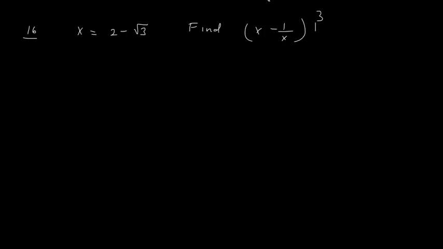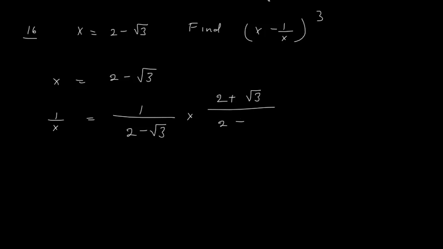Right. So what I will do, I will first find the value of 1 upon x. So x is given, I will write x is 2 minus root 3, then I will write 1 upon x. So 1 upon x is 1 upon 2 minus root 3. Then I will first rationalize it. So this is 2 plus root 3 whole divided by 2 plus root 3. So my numerator will become 2 plus root 3. My denominator, a minus b times a plus b, will become a square minus b square.